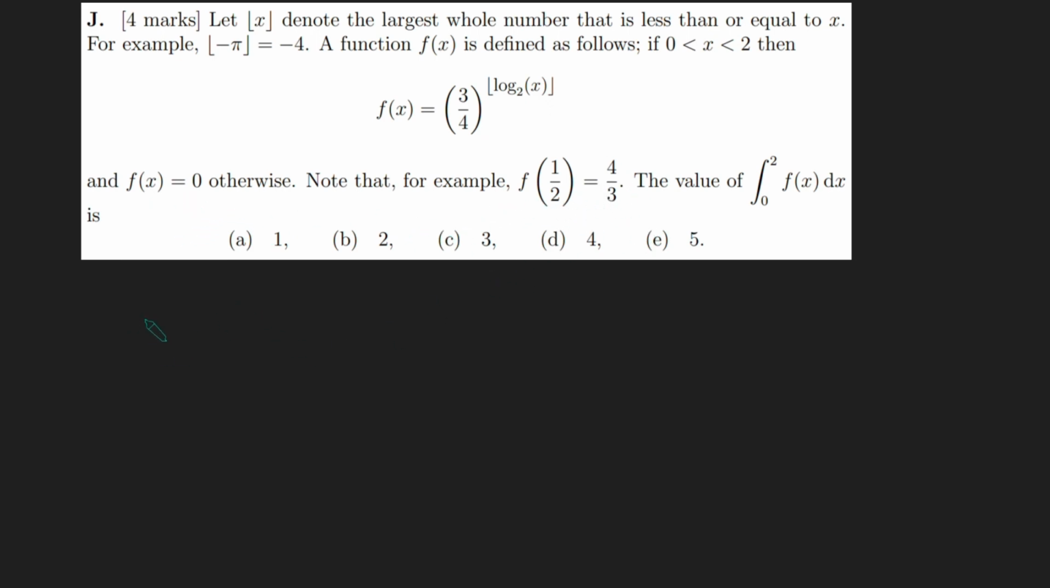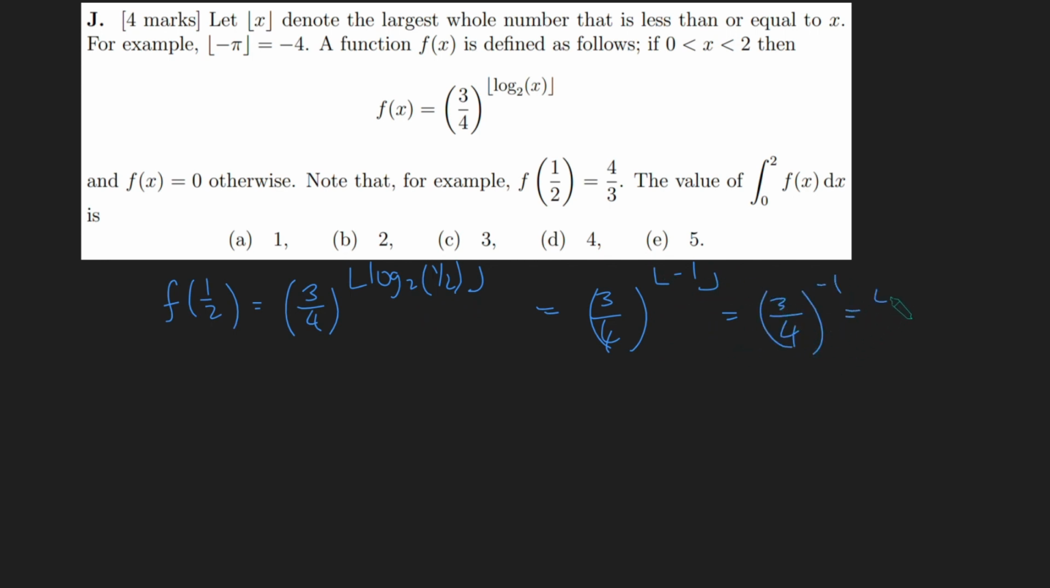So let's just see why that's true, because f of a half is just going to be 3/4 to the power of the floor of log base 2 of a half. Log base 2 of a half is minus 1, so we've got 3/4 to the power of the floor of minus 1. And now the floor of minus 1, well, that's just minus 1 because it's already an integer. And 3/4 to the minus 1 is 4/3.